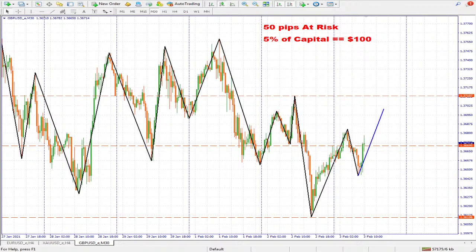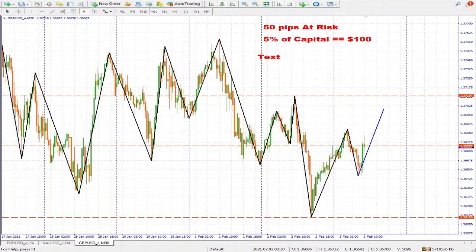So this is how I calculate my lot sizes normally. This is the formula. Use it, you're going to be safe. Say lot size is equal to 100. This is in USD, the amount we expect to risk, divided by, so we divide this by how much? We divide it by 50 pips multiplied by tick value.